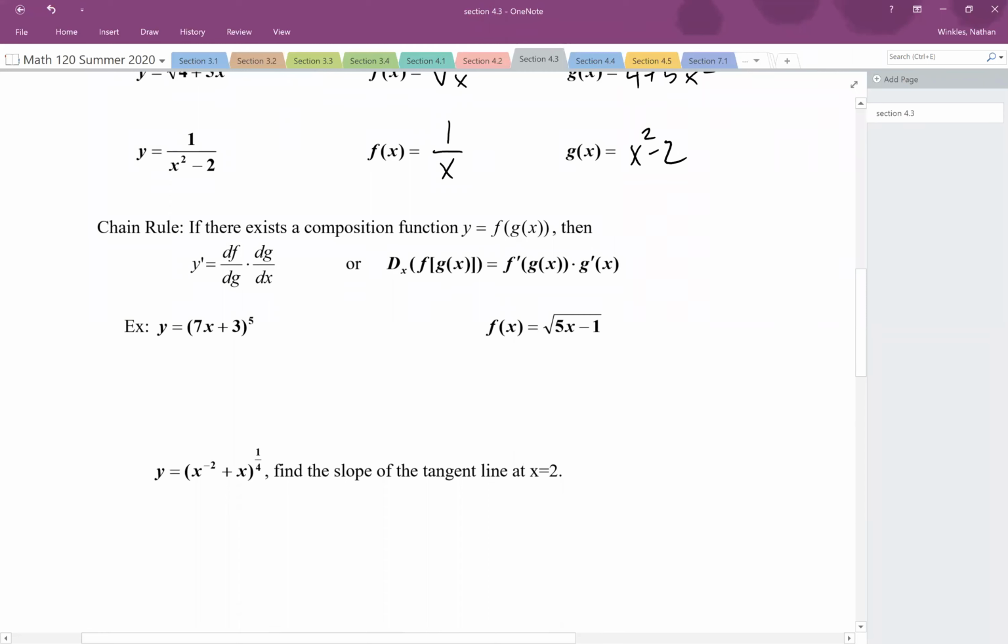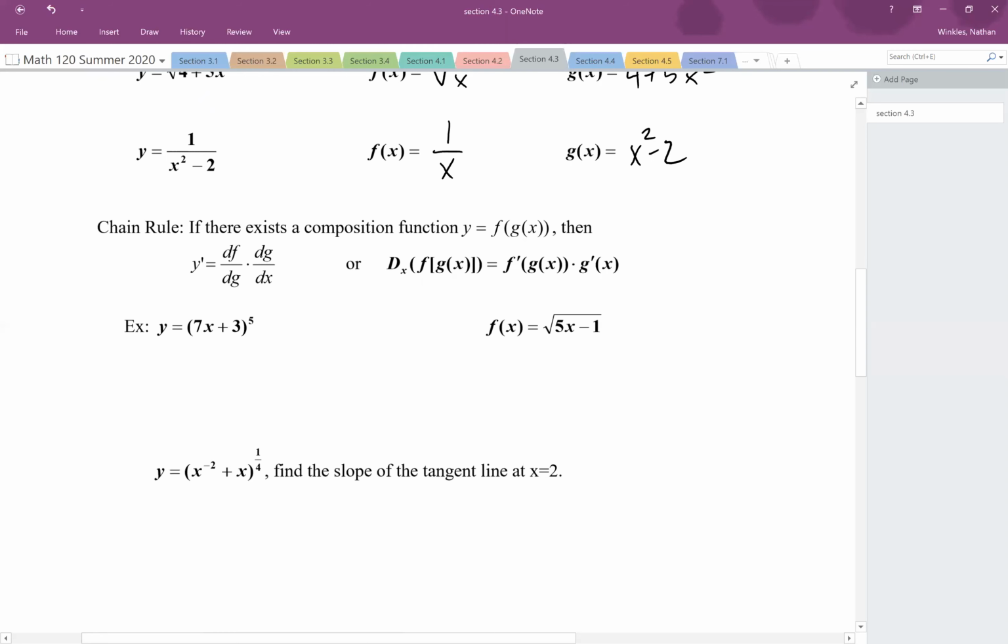Now, that was all the non-calculus pieces. That was finding f of x and g of x, finding f composed of g of x and g composed of f of x. Now we want to actually do the derivatives using the chain rule.